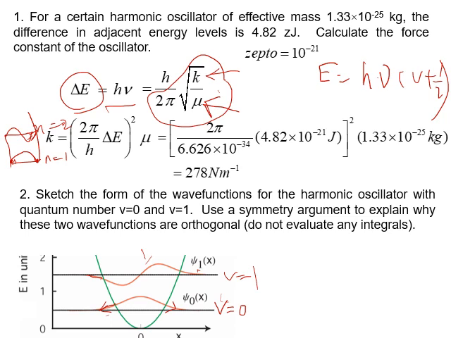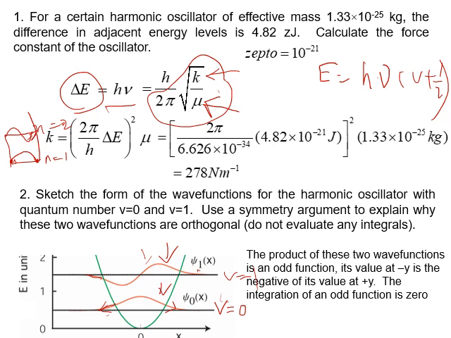Now use a symmetry argument to explain why these two functions are orthogonal. Orthogonal means the integral of the product of the two functions is 0. So look at the first, this function is an odd wave function. This is even. When they multiply each other, you get an odd function. So the product of these two functions is an odd function, and therefore the integration will be 0.